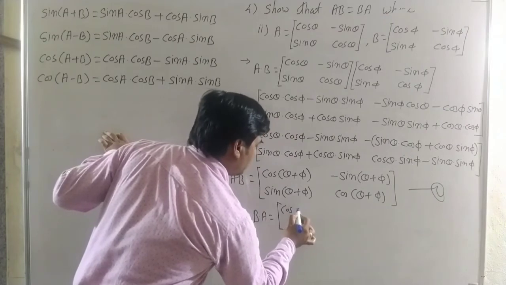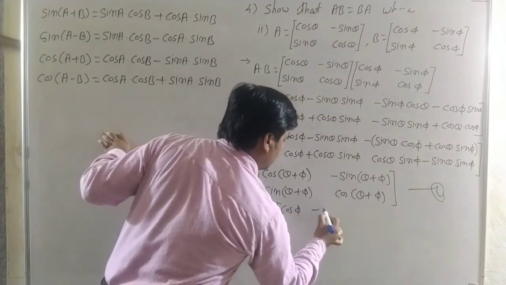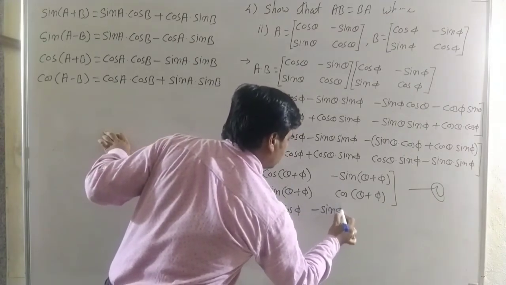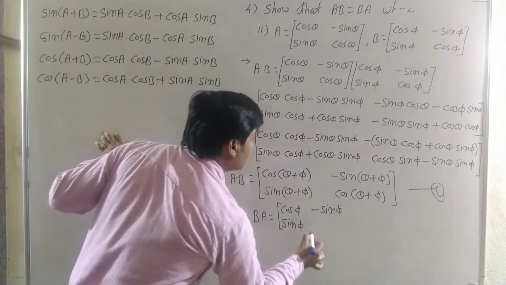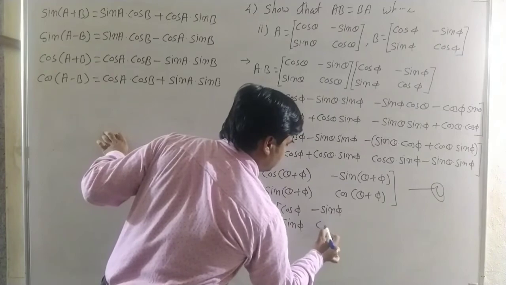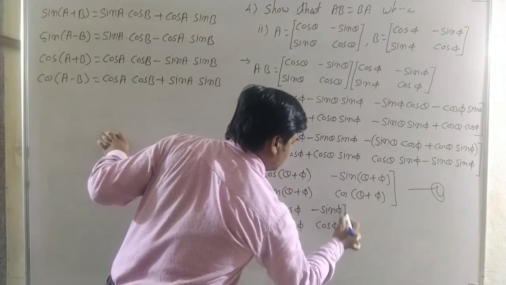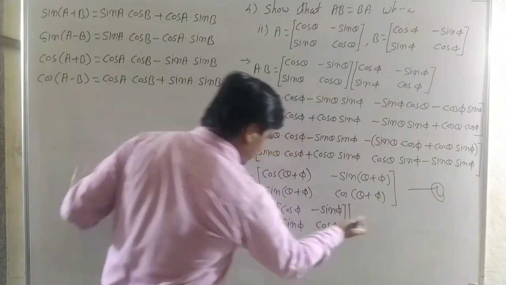Cos phi, minus sin phi, sin phi, cos phi. ओके, हा बी मॅट्रिक्स आधी लिहिला.